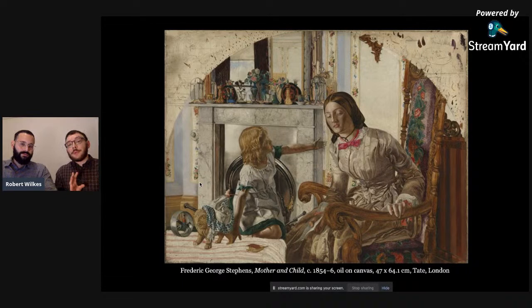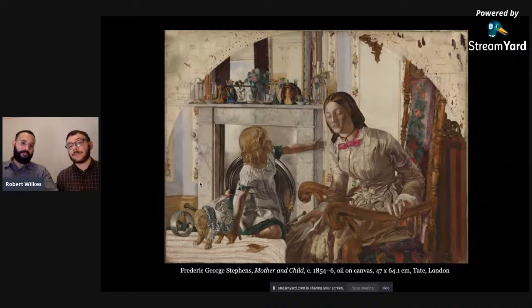They cover a range of Pre-Raphaelite subjects, from history to modern life. Such as this painting, which is just titled Mother and Child, which seems to show a woman who has received news that her husband has died in the Crimean War.